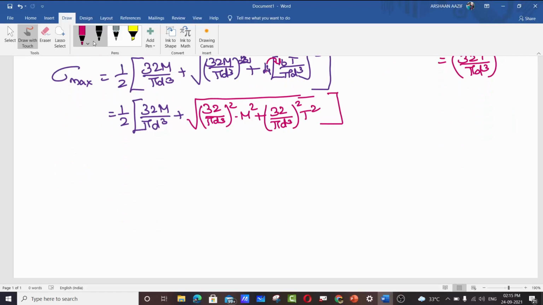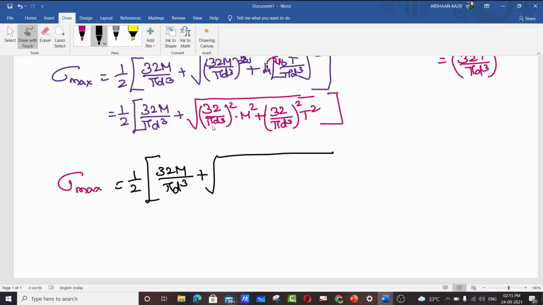Going ahead, I will be simplifying this as sigma max is equal to half into 32m by pi d cube plus, this will be again 32 by pi d cube the whole square. This is common, so that can be taken out as 32m by pi d, 32 by pi d cube the whole square into m square plus t square, which is equal to, now this is again common and this can be taken out.